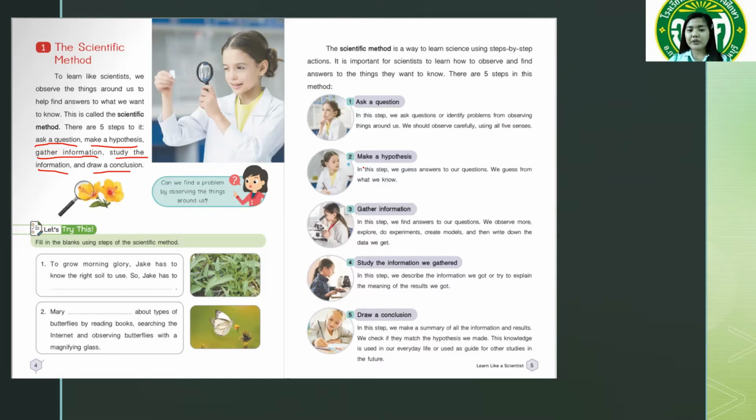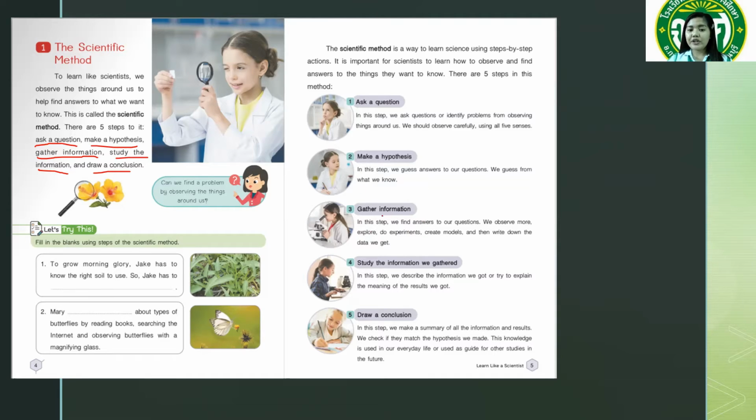Next, number 2, make a hypothesis. In this step, we guess answers to our questions. We guess from what we know. All right, so in number 2, you are going to try answering the questions using the knowledge that you know.